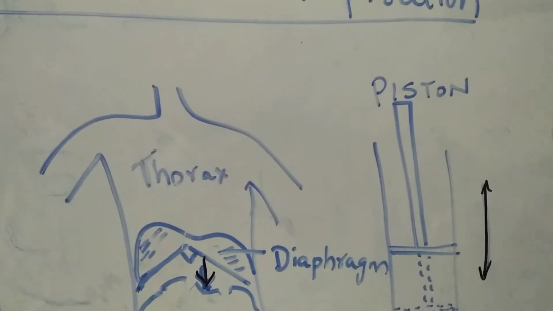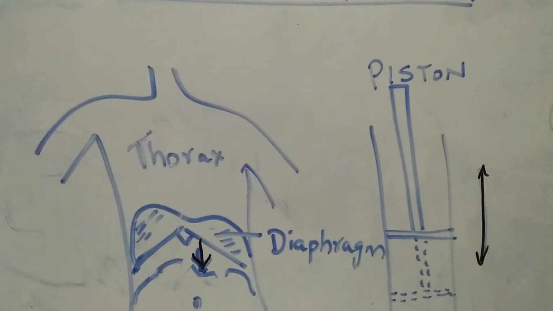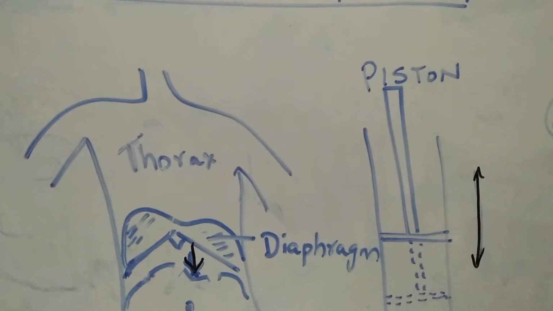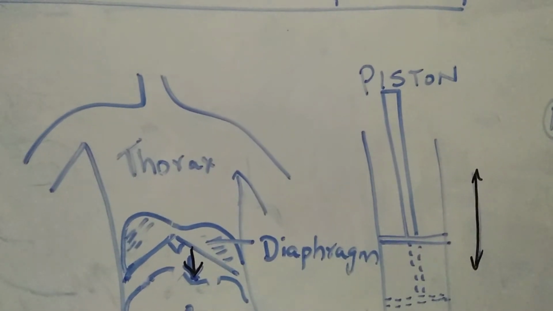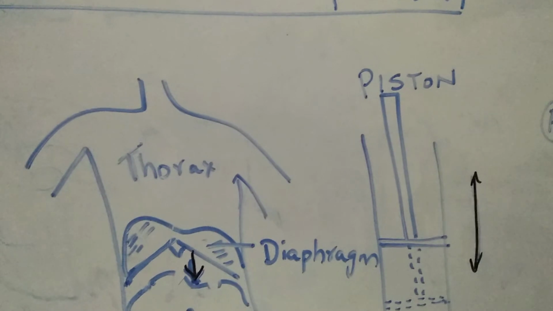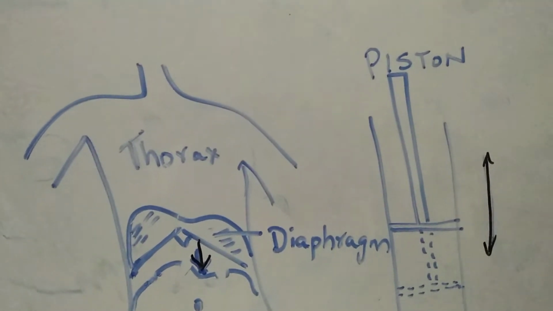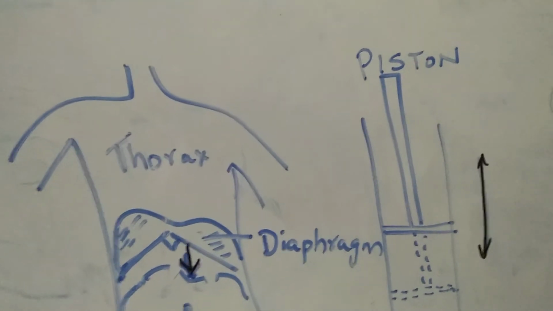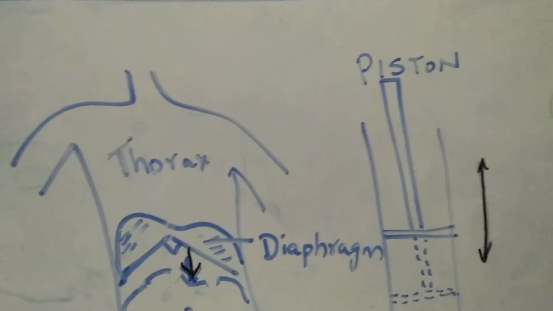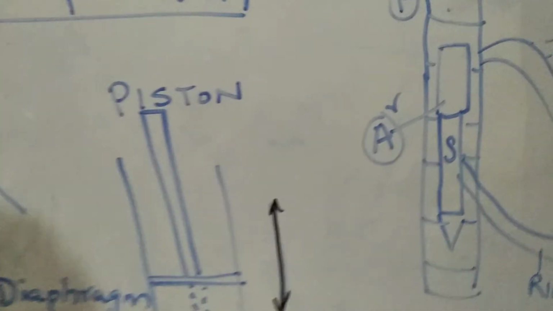So normally during quiet respiration, that is when you are not breathing much, when the breathing is happening automatically, at that time only the diaphragm is an inspiratory muscle. If you are doing some strenuous exercise, some vigorous activity, at that time the intercostal muscles come into play.